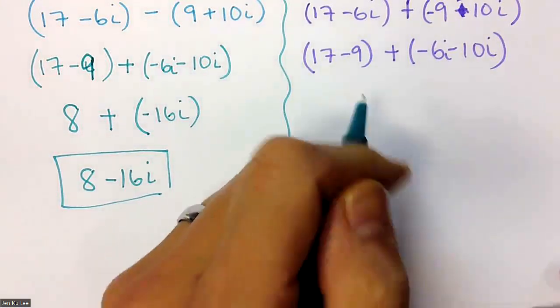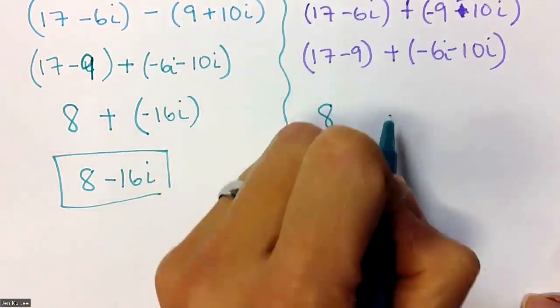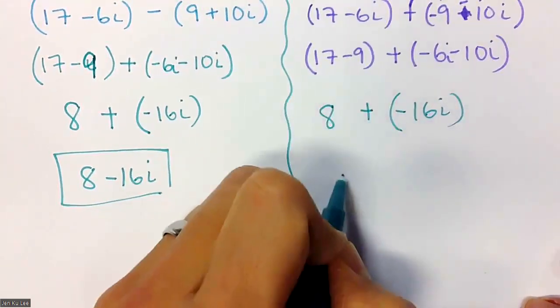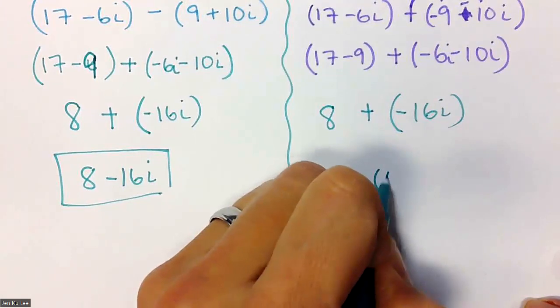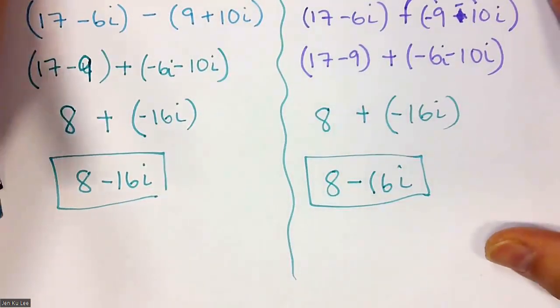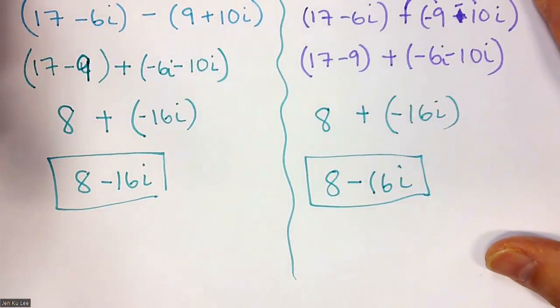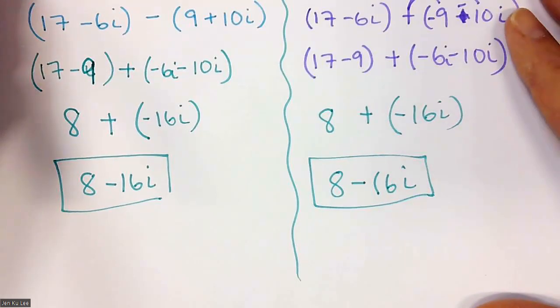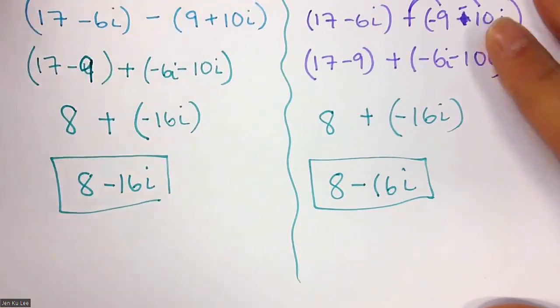Right? And we get the same thing here. 17 minus 9 is 8 plus negative 16i. So it's going to be 8 minus 16i. Okay? Simple, right? We're just gathering our like terms. There's no need to overthink it. Okay?